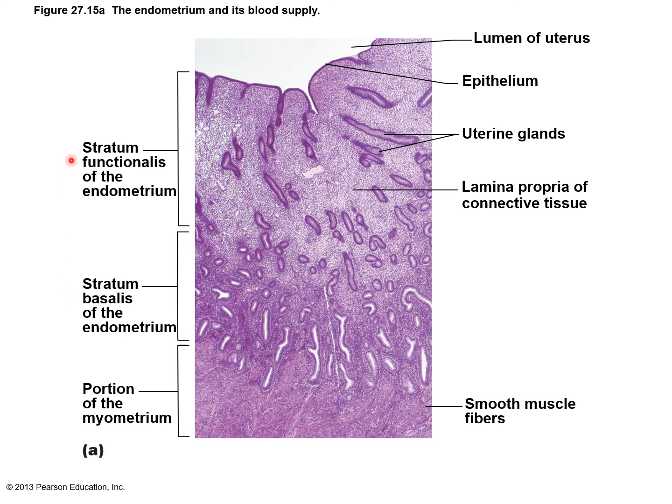The stratum functionalis is the layer that sheds during menstruation. If no pregnancy takes place, then the uterine wall starts to shed, and it's that part right here that sheds during menstruation. The stratum basalis doesn't shed. It's going to help form a new functionalis layer after menstruation is done.